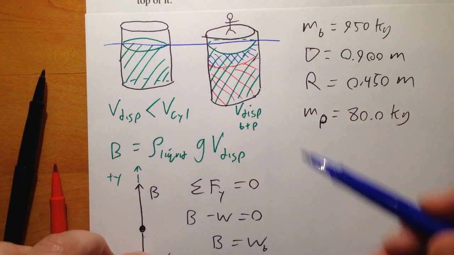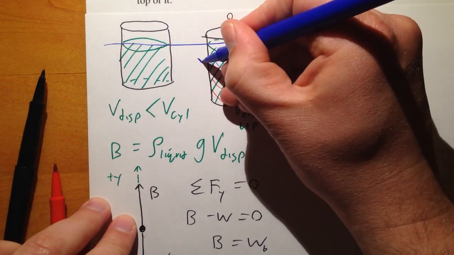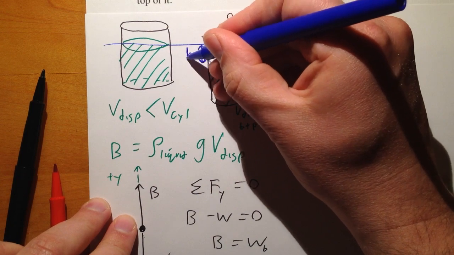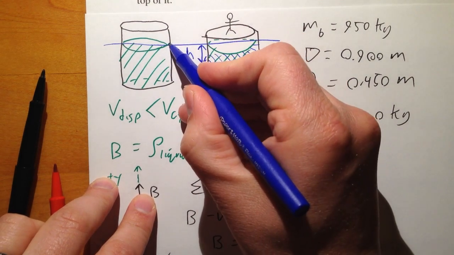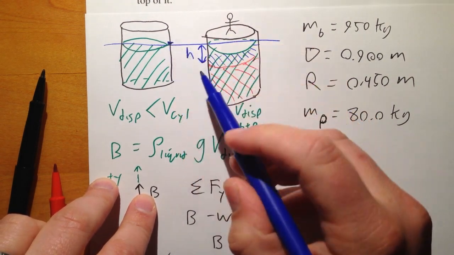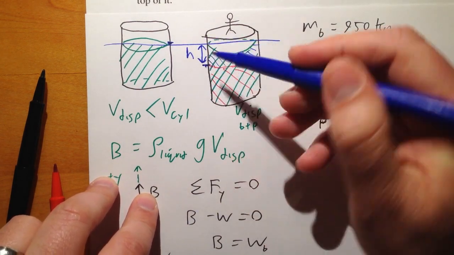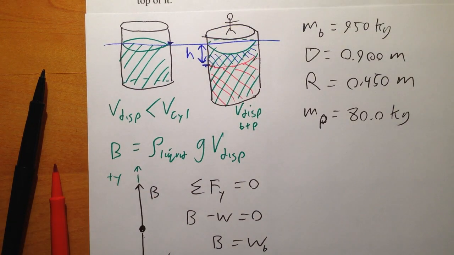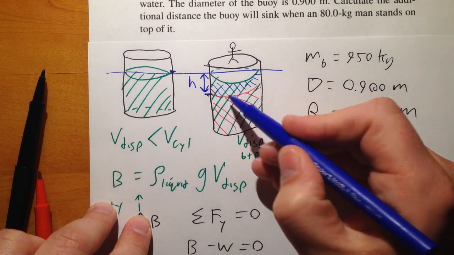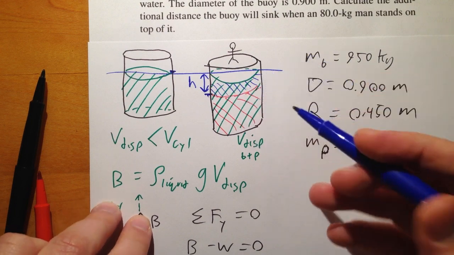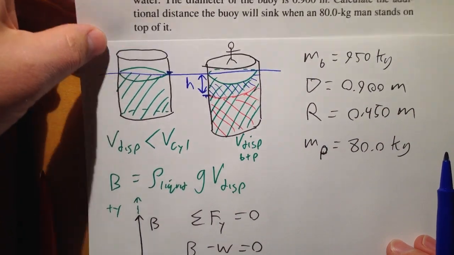If we know the equation for the volume of a cylinder, that will enable us to figure out this distance. Just call that h. That's what the problem is asking. If I draw a line on this buoy for the water height before the person is on it, and then see where that line is after the buoy sinks, I want to figure out how much further this buoy sank when that person stood on it. So let's first figure out how much more volume was displaced when this person stood on it. Once we do that, we can figure out the depth of that volume.